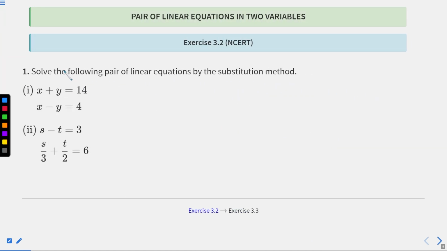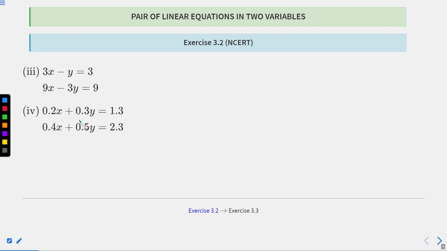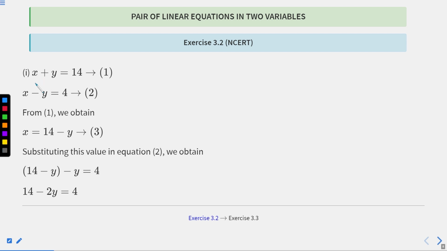In question number 1, we have to solve the following pair of linear equations by the substitution method. We are given x plus y equals 14 and x minus y equals 4. Let us solve using the substitution method. Naming x plus y equals 14 as equation 1, and x minus y equals 4 as equation 2.